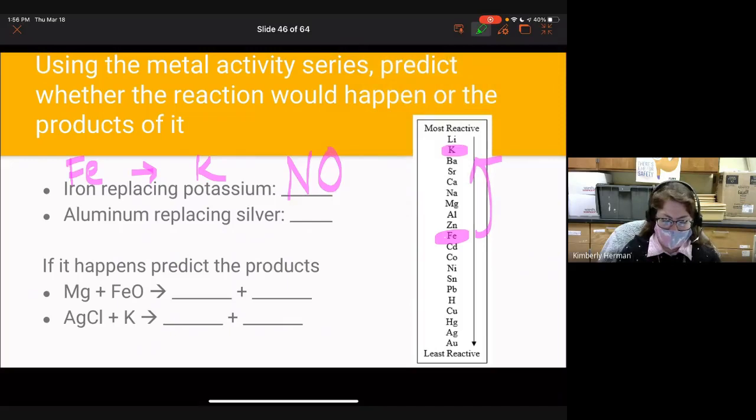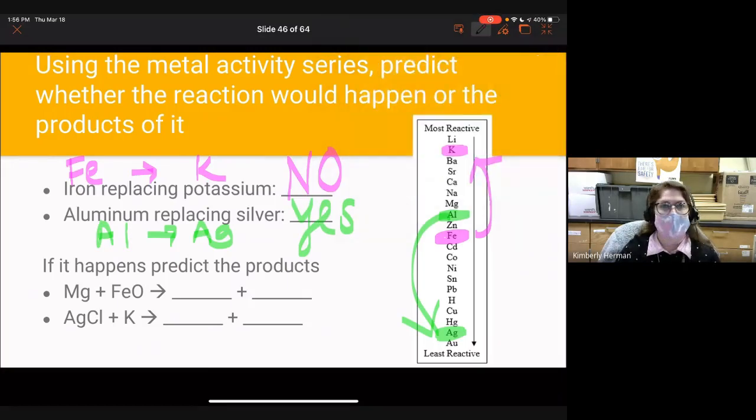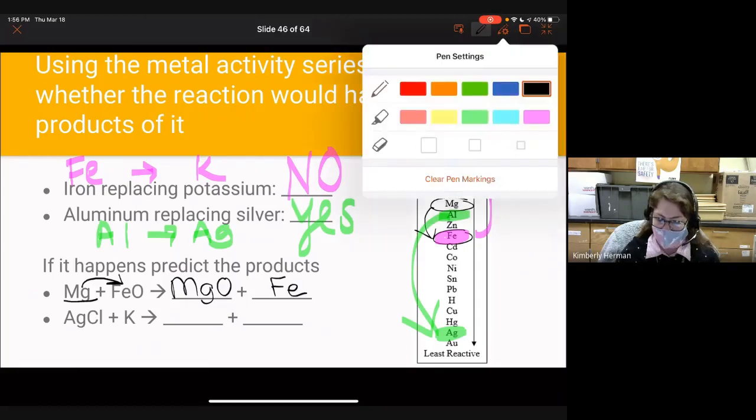Okay, our next one, we have aluminum replacing silver. So find aluminum, find silver. Can aluminum go down and replace silver? That is a yes. So then our next ones, we're going to see if it replaces and then what their products were. So can Mg replace Fe? So we find Mg, we find Fe. Can it go down? Yes. So Mg's new partner would be O, and we would have Fe by itself.